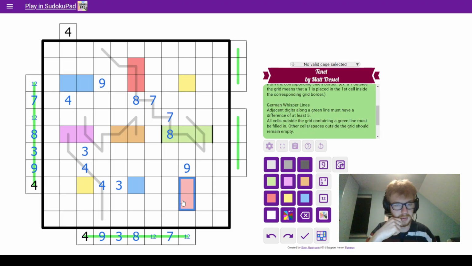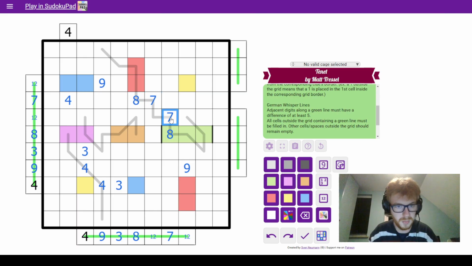Wow. Okay. I hope I can finish this puzzle in a reasonable time, but I think I am going to finish it. I at least hope I am.